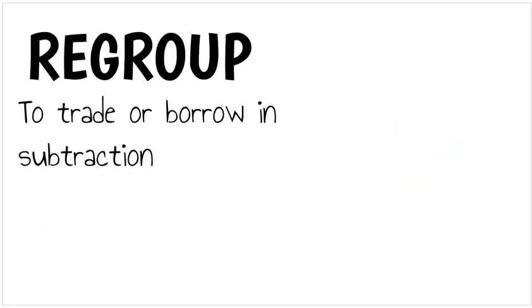Next is regroup. That's to trade or borrow in subtraction. Sometimes you might need more ones, so you would borrow a 10 and turn it into 10 ones. That's regrouping. So regroup means to trade or borrow in subtraction.